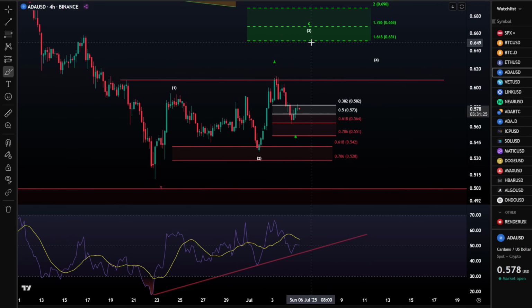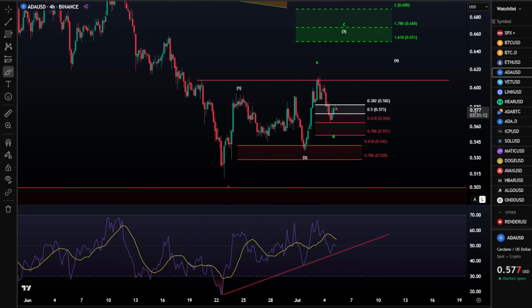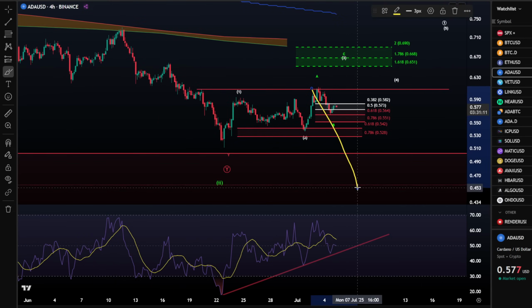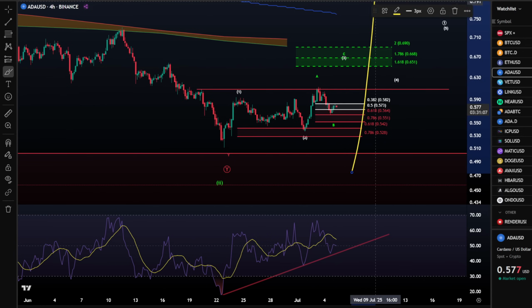If we do, my next short-term target is 65.1 cents, but if we do not manage to hold above this support level, which is the 0.786 support level at 55.1 cents, then we're most likely going lower and we're most likely gonna test the 45 cents levels before actually going higher.